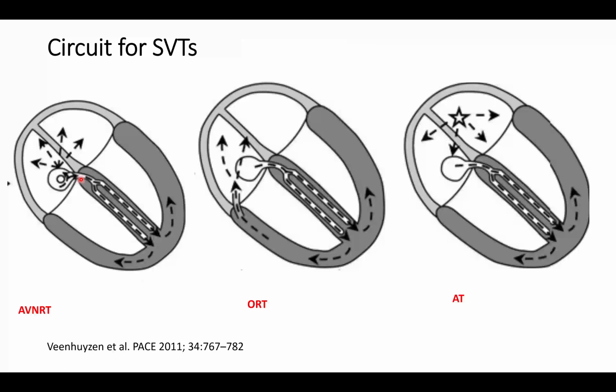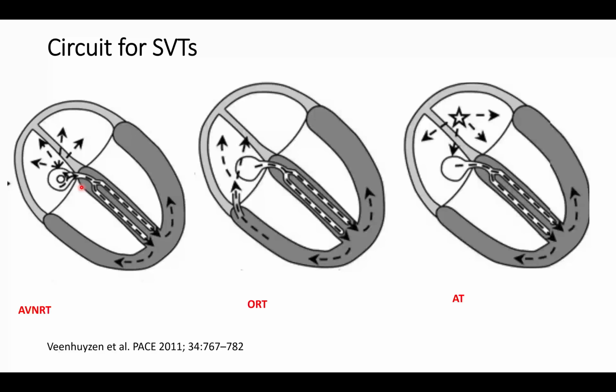We call it caudocranial activation of the atria. That's why in your inferior leads 2, 3, aVF, the P wave has to be negative. If by any chance you have positive P waves in inferior leads 2, 3 and aVF, AVNRT is ruled out. AVNRT cannot happen, because you know that the AVNRT circuit is at the lower part of the right atrium.